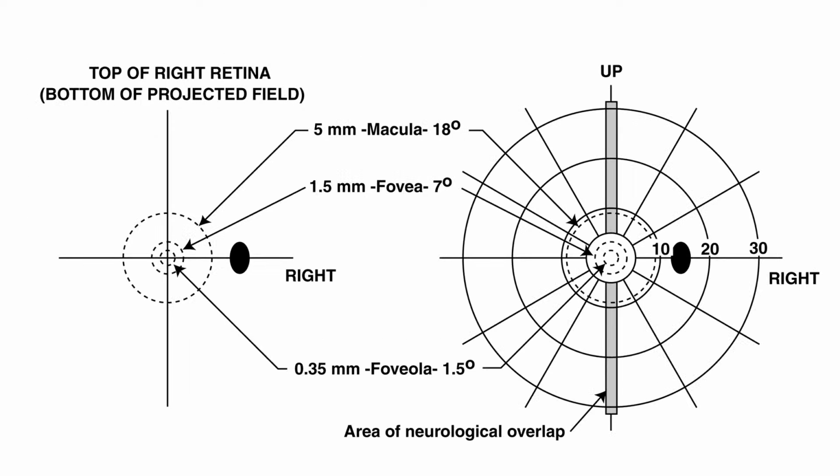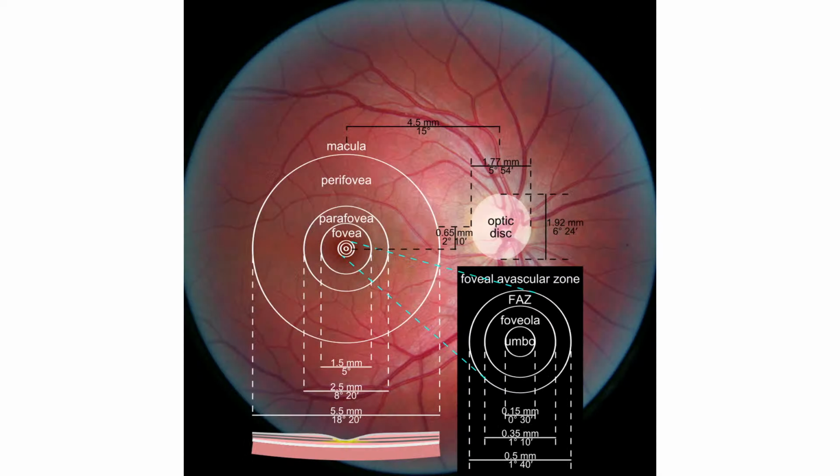This is the visual field chart. In it, foveola occupies 1.5 degrees, fovea 7 degrees, macula 18 degrees: 0.35 mm diameter, 1.5 mm diameter and 5 mm diameter. This image is a summary of the above theory.